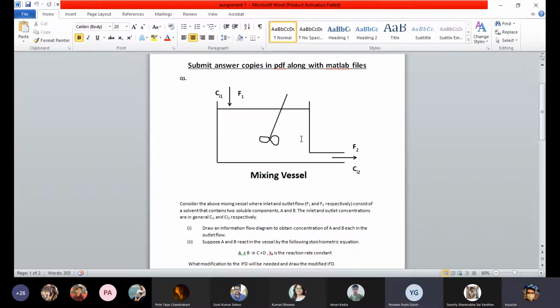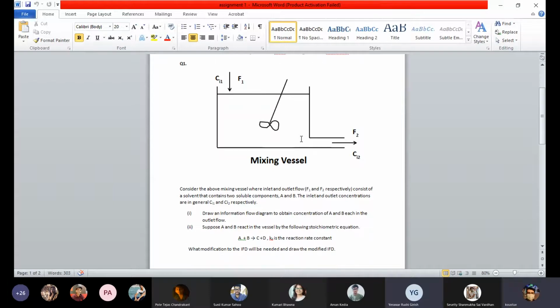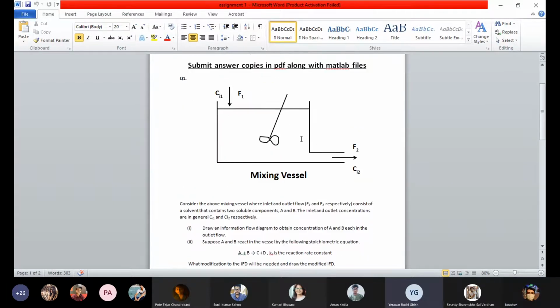Sir, in the question, is it given as A and B two soluble components? Meaning F1 is the flow rate of the feed in which A and B both are there. Correct. So why is it needed to mix once again in the vessel? In the first part, no reaction is occurring, so why is the mixing needed? Yeah, definitely, a correct and good point you have thought about.